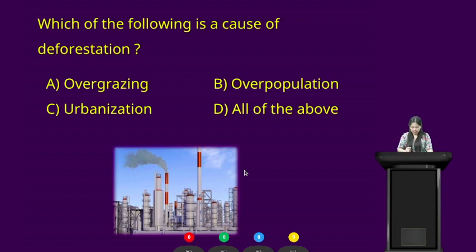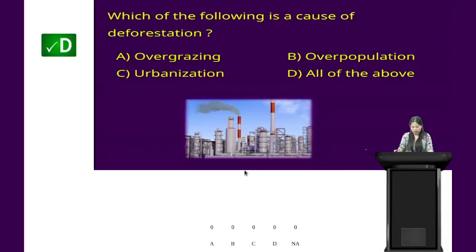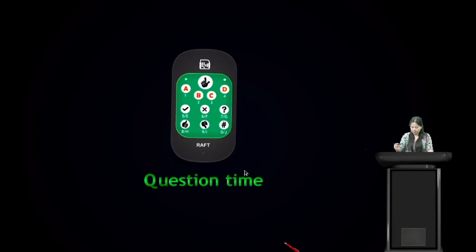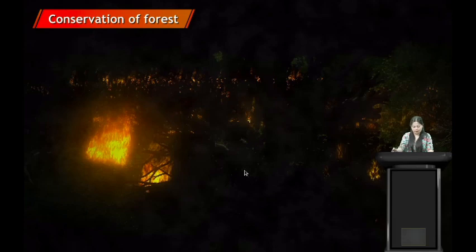Alright, students, your time is up. We have seen that overgrazing is a cause of deforestation. Overpopulation also leads to deforestation. Urbanization is also a cause of deforestation. So the correct answer for this question is option D, all of the above. Very good, students.